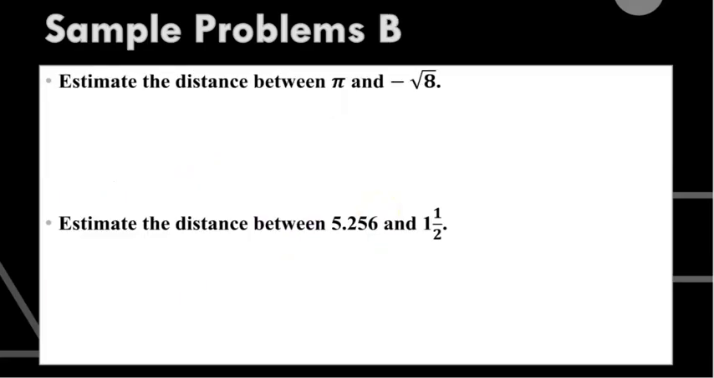Last couple problems, we're going to estimate the distance between pi and negative square root of 8. Now for this, to estimate the distance between them, we're going to have to do a little bit of rounding. So we already know that pi is 3.14, we're going to say this is about 3. And this is about a negative 2.8. So if I'm going to find the difference between those, I'm going to subtract. If I subtract a negative, I'm really adding. So this would be about 5.8. So the distance would be roughly about 5.8.